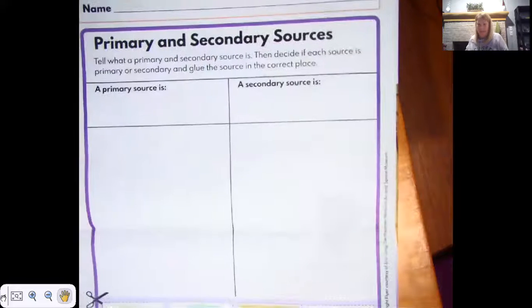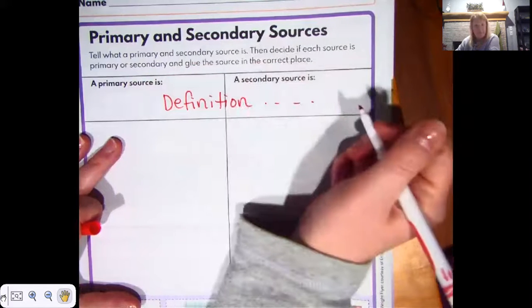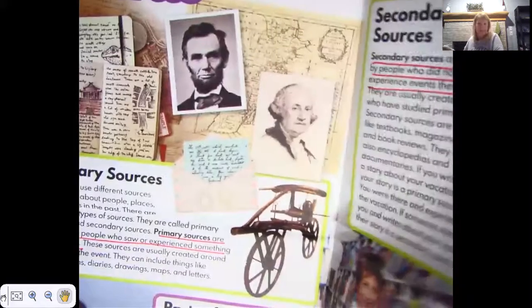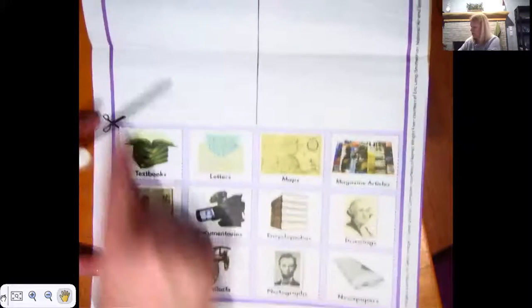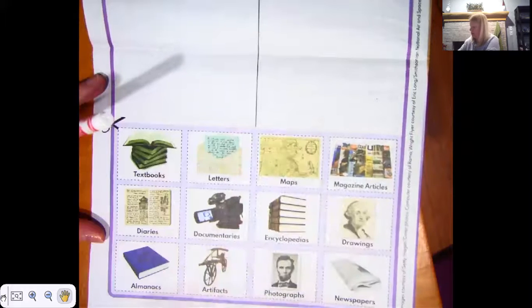Now, when we get to the activity, this is a fun activity today. Up here, it says tell what a primary and secondary source is. So what do I need there? I need the definition, and maybe it's what I underlined. Maybe if you look back, it's probably that. So I'd write that down. And then it says decide if each source is primary or secondary and glue the source in the correct place. So you're going to carefully, I would just cut across here and then cut all these pictures out.